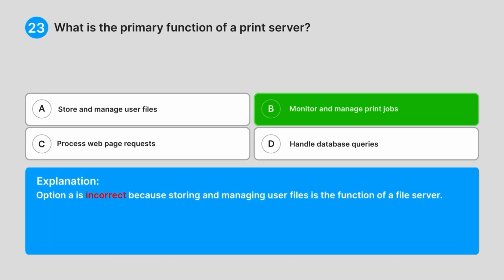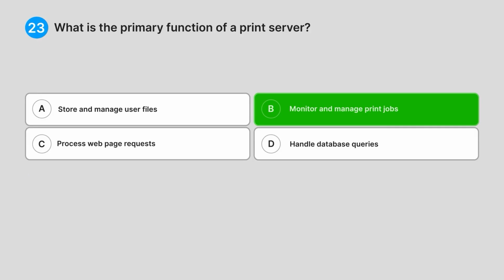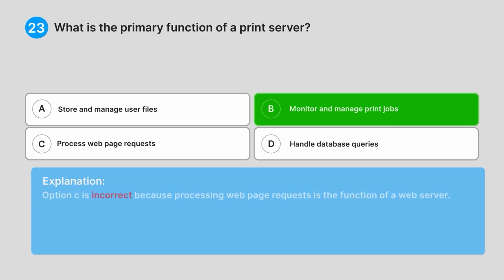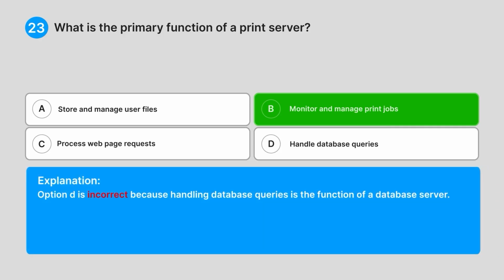Option A is incorrect because storing and managing user files is the function of a file server. Option C is incorrect because processing web page requests is the function of a web server. Option D is incorrect because handling database queries is the function of a database server.